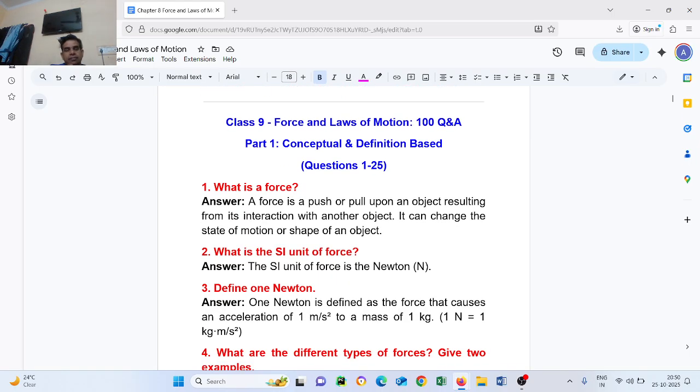Question number three. Define 1 Newton. 1 Newton is defined as the force that causes an acceleration of 1 meter per second squared to a mass of 1 kg. 1 Newton equals 1 kilogram meter per second square.